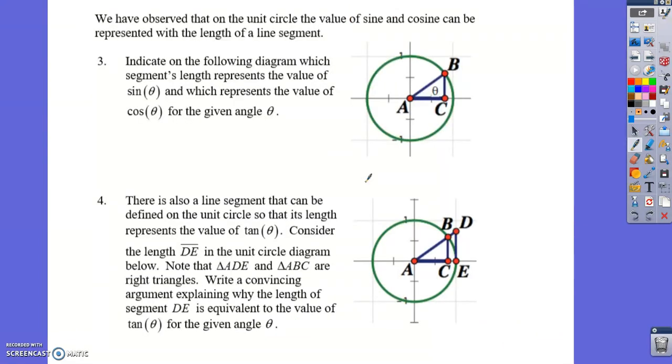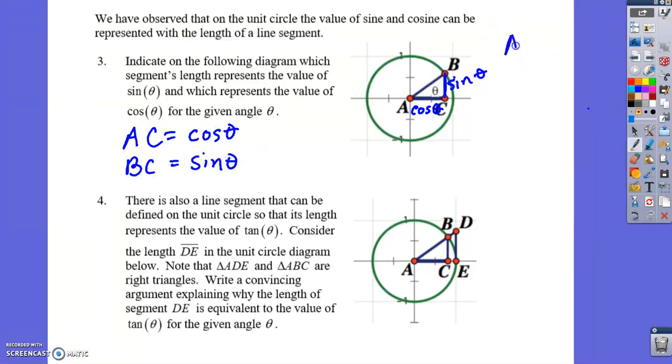All right. So also on Friday, we talked about some of our standard definitions, because we know that this length here represents the sine of theta, and this is the cosine of theta, or in other words, AC. AC is the cosine of theta, and BC is the sine of theta, and AB is 1. So indicate on the following diagram which of the line segments represents these.